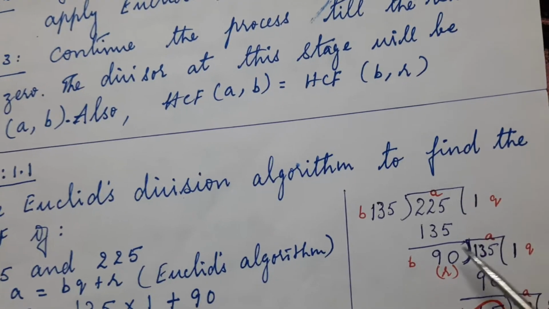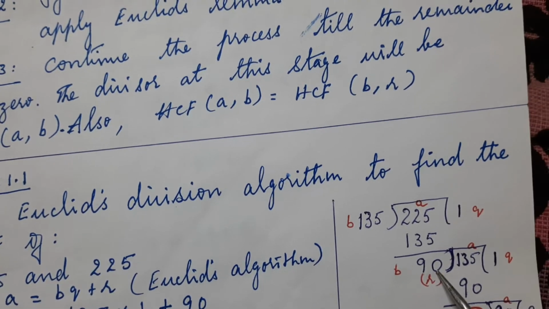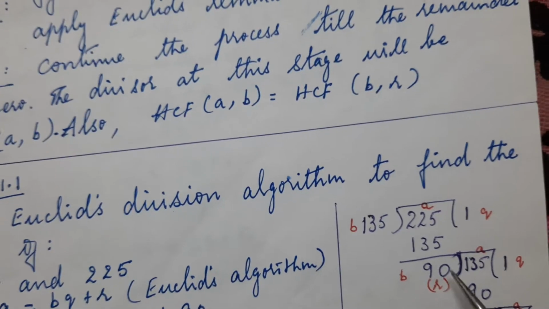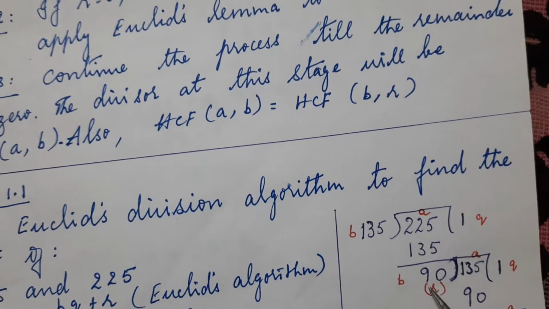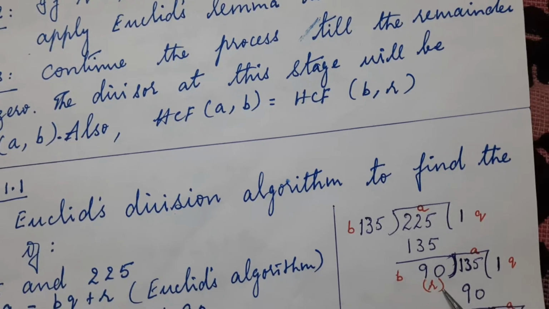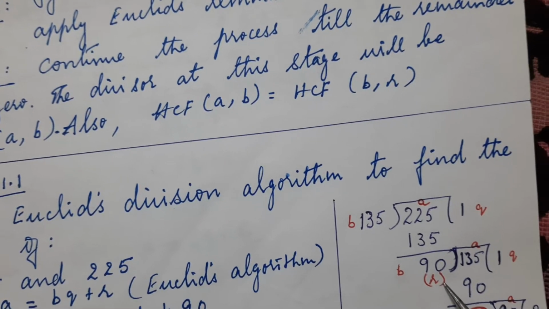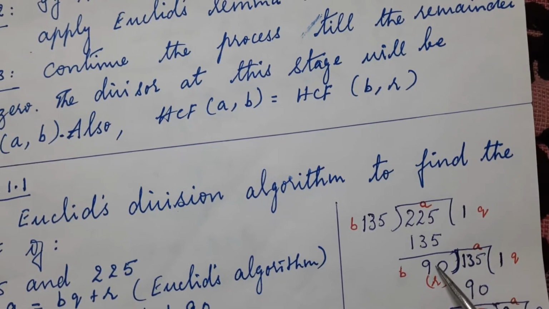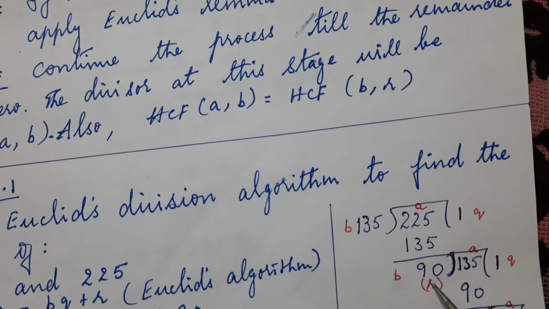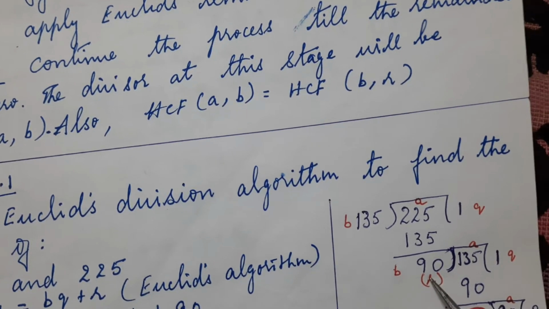When you subtract, you get 90. Now this becomes the remainder. See, you have not got 0 here. I told you, till you get 0, you have to divide. The remainder should be 0, or else you have to continue till you get 0. Now this 90 is the remainder. Since it is not equal to 0, I have to continue.